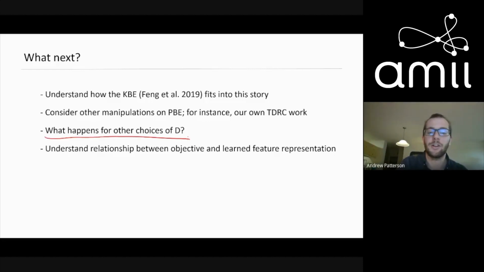I mentioned early on that D was a steady state distribution, a state visitation distribution over the target policy, or the on-policy distribution. There's lots of different Ds we could choose. And we should investigate those, like emphatic weightings or the behavior policy distribution, target policy distribution, and so forth.